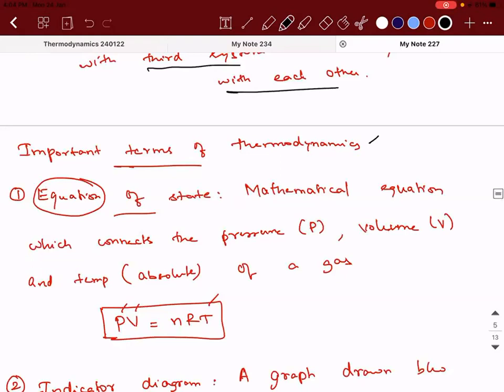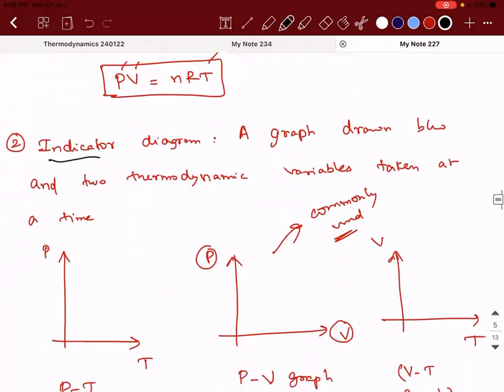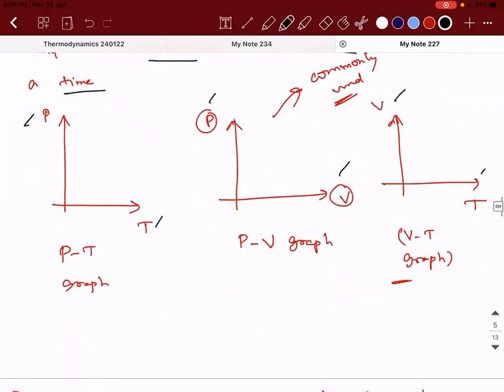Similarly, among important terms in thermodynamics, we saw what is the equation of state. The equation of state is nothing but a mathematical equation which connects the pressure, volume, and temperature of a gas. Similarly, we saw what is an indicator diagram, right? An indicator diagram is basically a graph drawn between any two thermodynamic variables taken at a time. It can be between pressure and temperature, between pressure and volume, or between volume and temperature, anything of that sort, right?